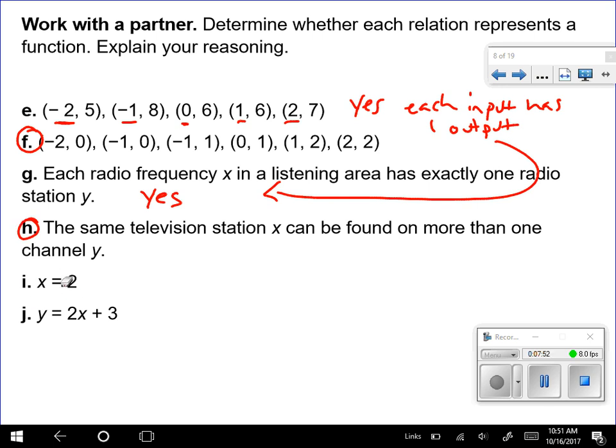Then we can also look at these equations. So in I, X equals 2. Well, the input value of 2 is paired with every possible output value of Y. So could this be a function? No, this would not be a function, because the input value here could be anything for Y. So try J.